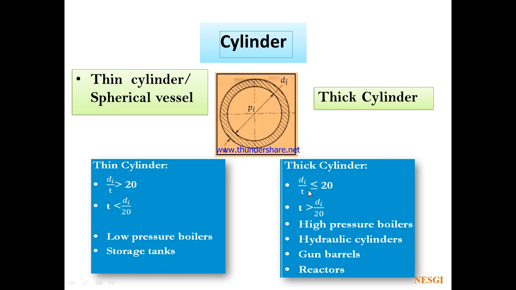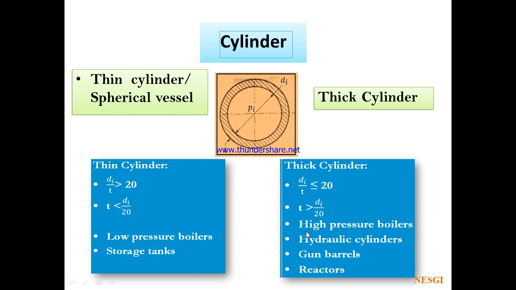And what is the meaning of a thick cylinder? A thick cylinder means if the ratio of di by t is less than or equal to 20, then we say the cylinder is a thick cylinder. Otherwise, we can say if t is greater than or equal to di by 20, then the cylinder is thick.